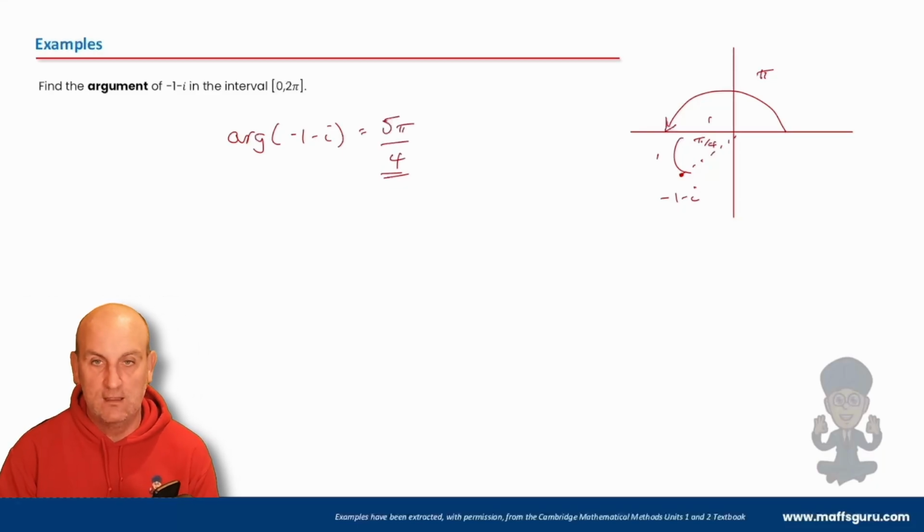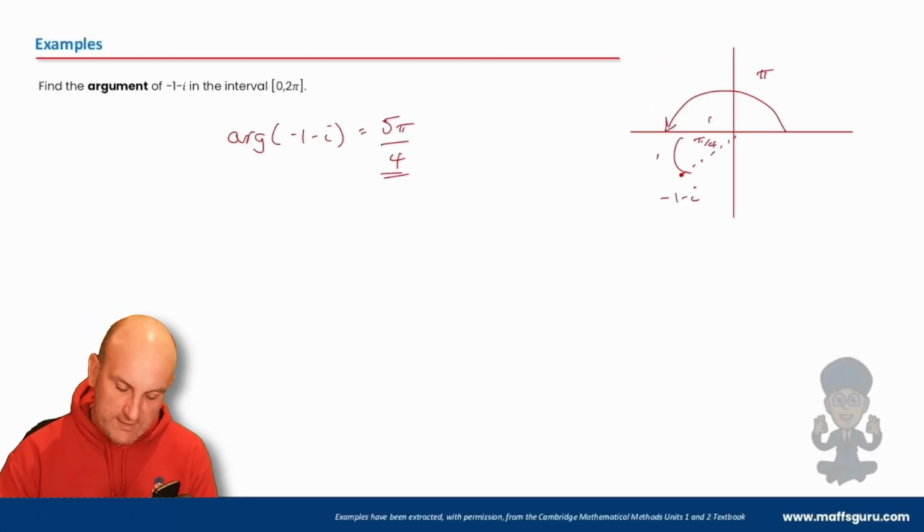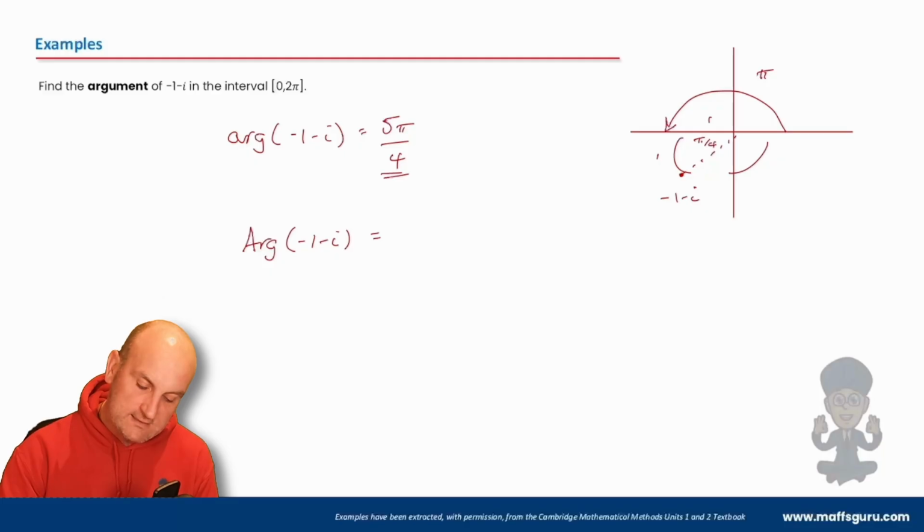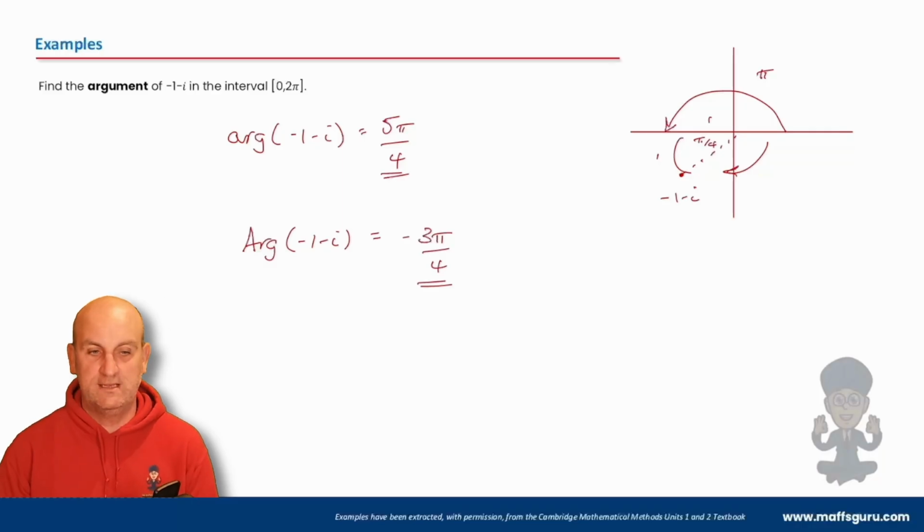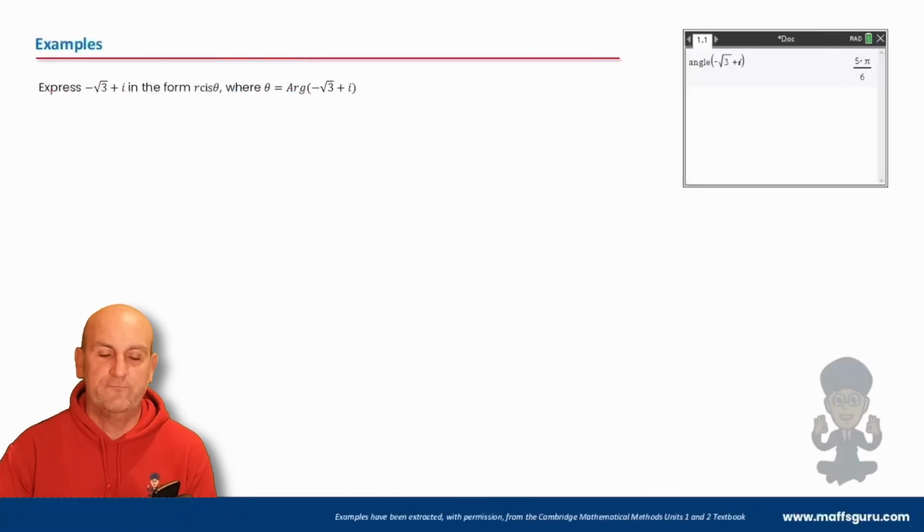Right, what's the next thing? Did it say what else I needed to do? Actually, I'm going to go on because I also want to find the principal argument. So my arg of minus 1 minus i would be equal to, well, we'd have to do this. It'd actually be minus 3 pi on 4. So if I wanted the principal argument there, it would be minus 3 pi on 4.